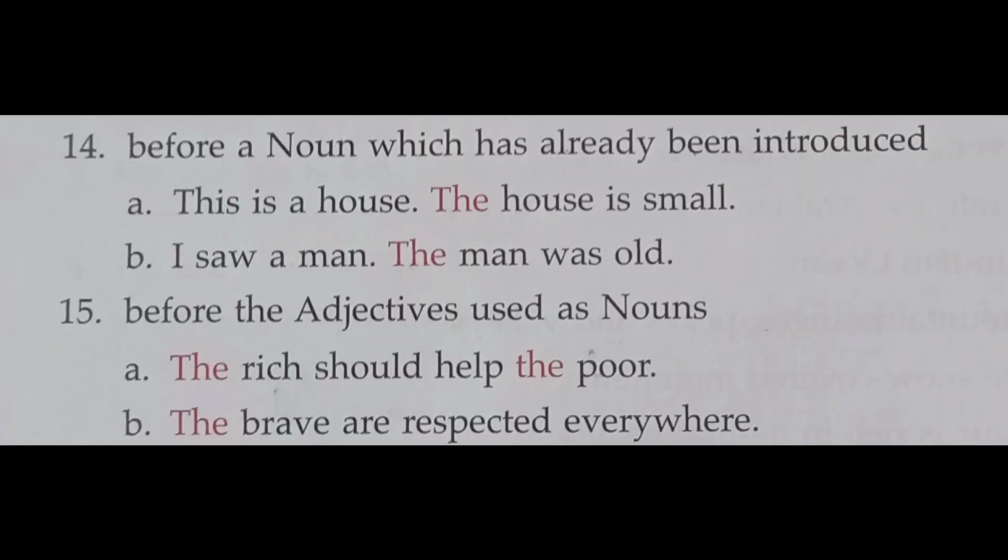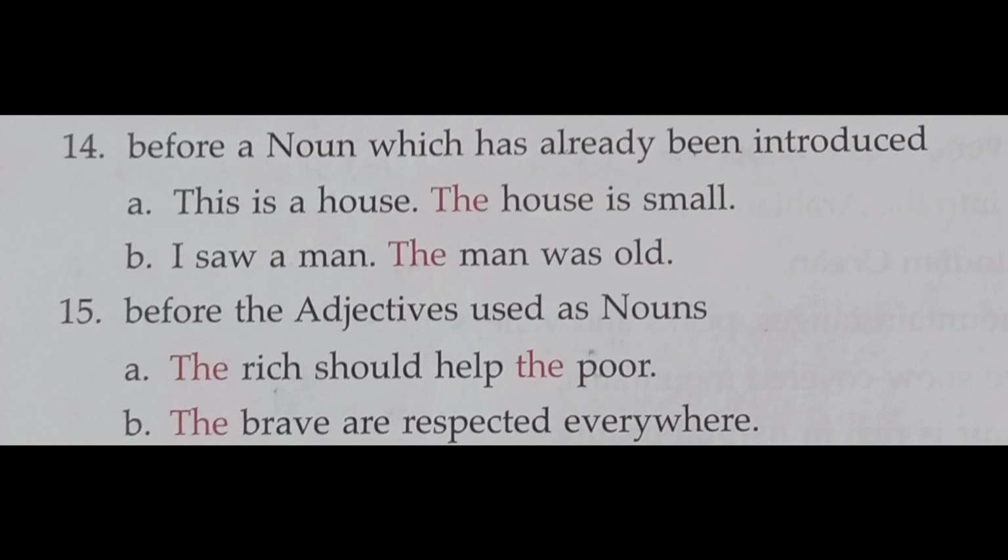Number 14. Article the is used before a noun which has already been introduced. For example, this is a house. The house is small. So here in the first sentence we talked about a house, and again in the second sentence we are talking about the same house. That's why we have used the article the before house. Similarly, in example B, I saw a man. The man was old. Here, in the second sentence, we have used article the before man. It's because in the second sentence, we are talking about the same man as in the first sentence.